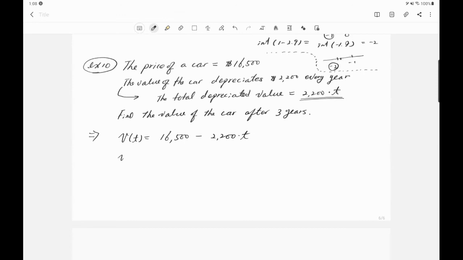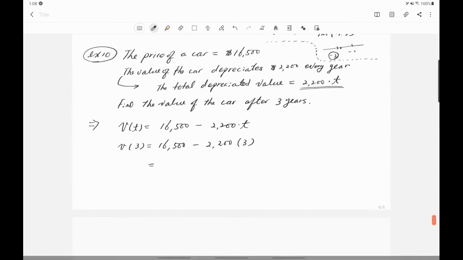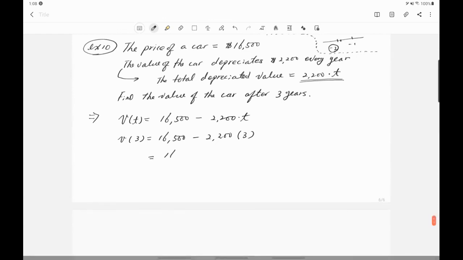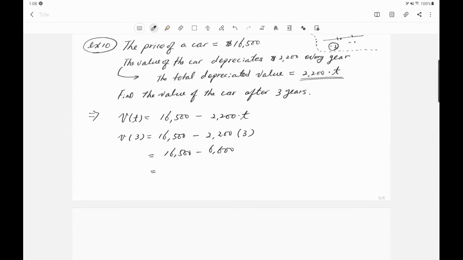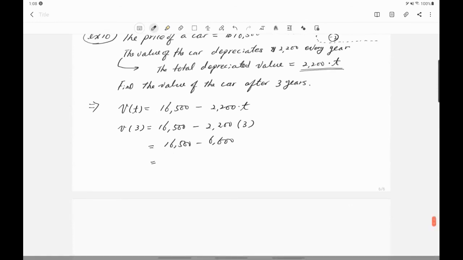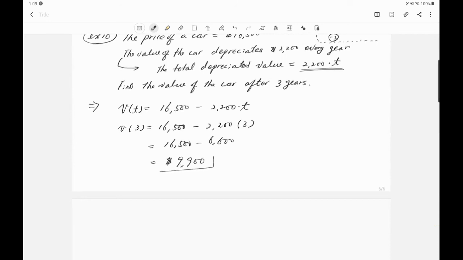So 3 years after you purchase the car, we need to plug in 3 for t. 2,200 times 3 is 6,600, isn't it? Minus 6,600, so it will be $9,900. So the car value after 3 years will be $9,900.